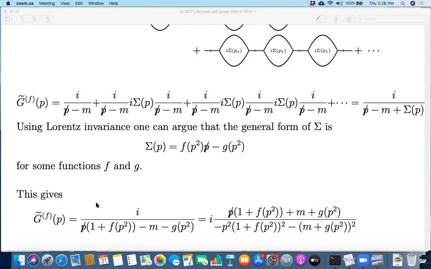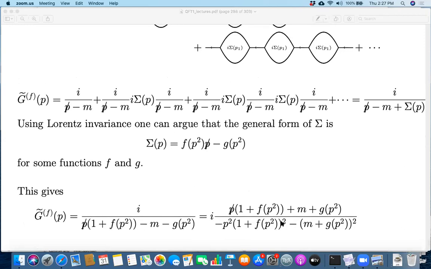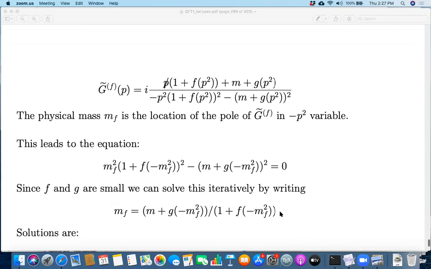So now looking for the location of the pole of G tilde F is the same as looking for the zero of this function over here. That's what will determine the physical mass of the particle. Is this clear? Are there questions? Okay, so let me go to the next slide.